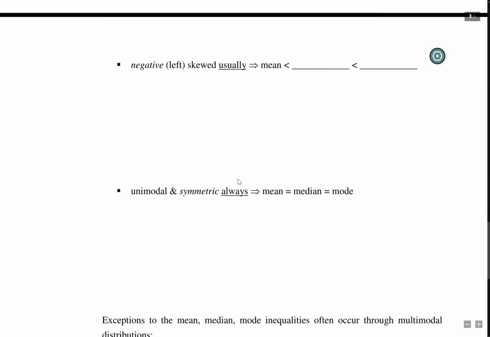And you might imagine if you had negative or left skewed, something like this, that the mean is over here, and the median and the mode are ordered in that way.